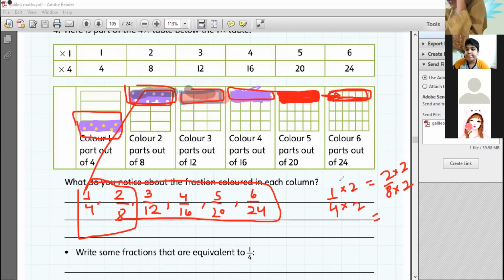4 by 16 is also an equivalent fraction of 1 by 4 and 2 by 8. That is not wrong, but there are many equivalent fractions for one fraction. So 4 by 16 is not given over here. They have given 3 by 12. Can anyone tell me how did they get 3 by 12?